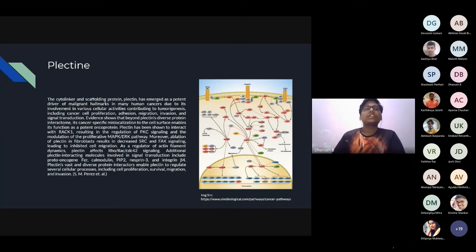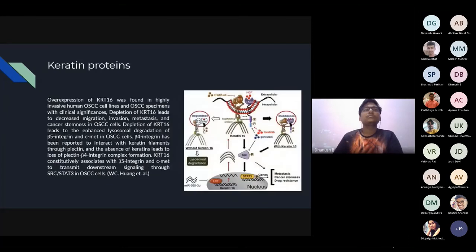Along with the other effectors, these include proto-oncogene for calmodulin, PIP2, Nesprin-3, and integrin beta-4. These evidences show that plectin is involved in cell proliferation, survival, migration, and invasion of the cancer cells.